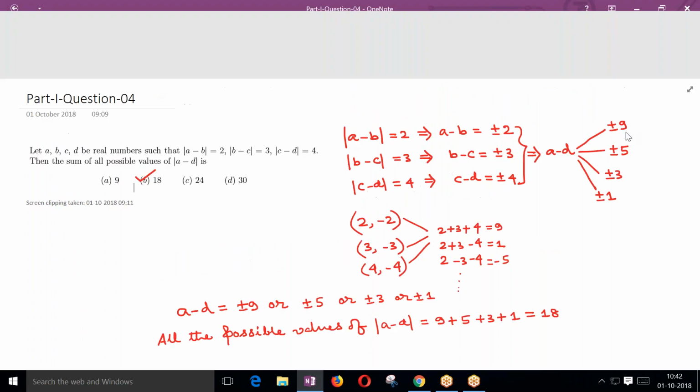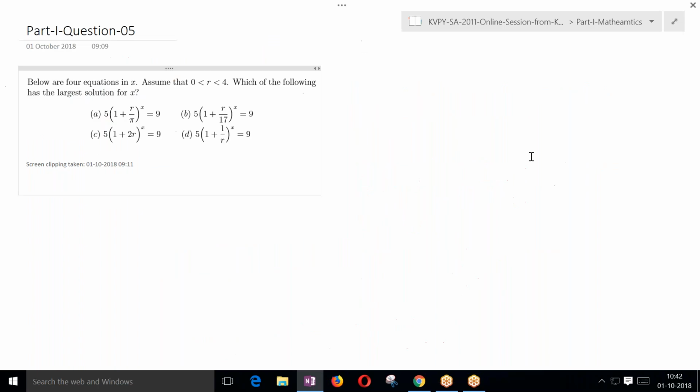So it is question number 5. It is mentioning: below are 4 equations in x. Assume that 0 < r < 4. Then which of the following has the largest solution for x?